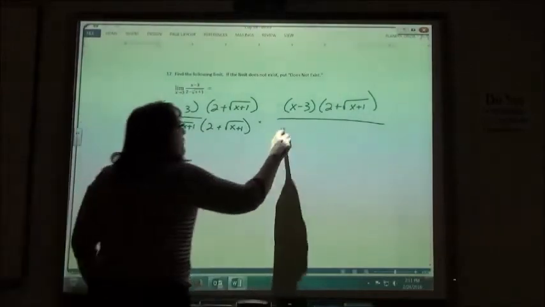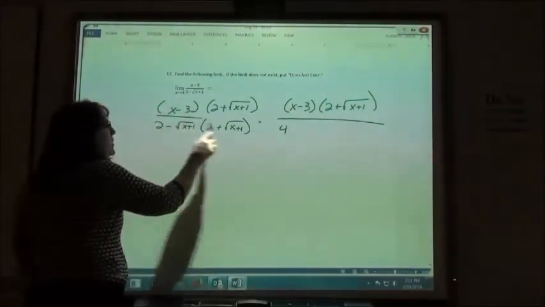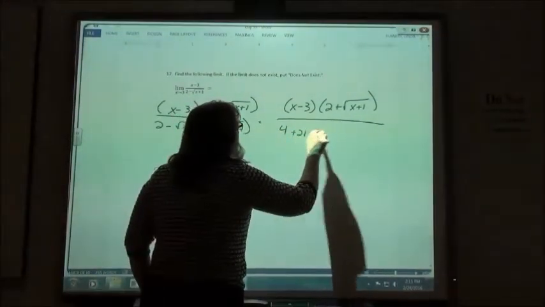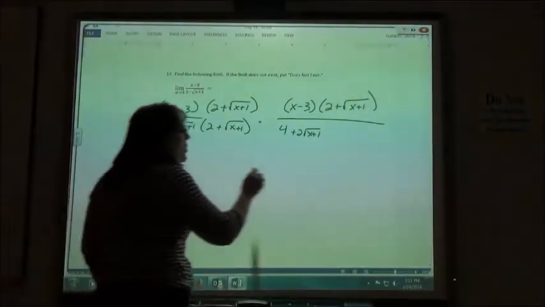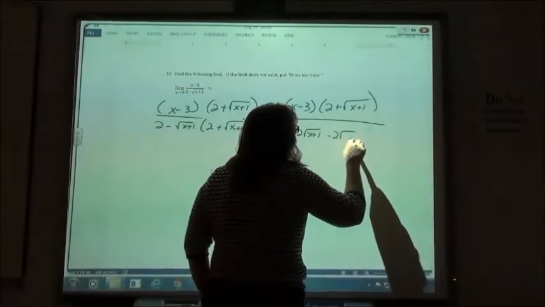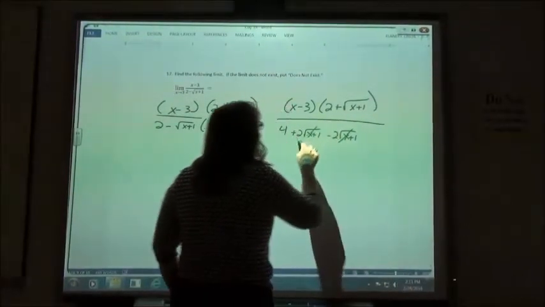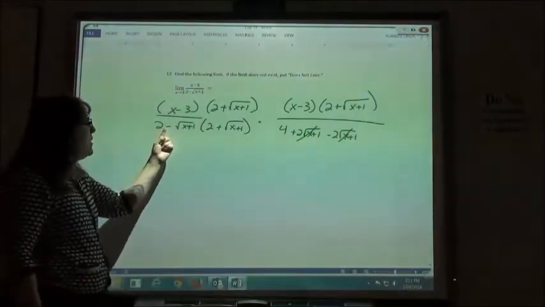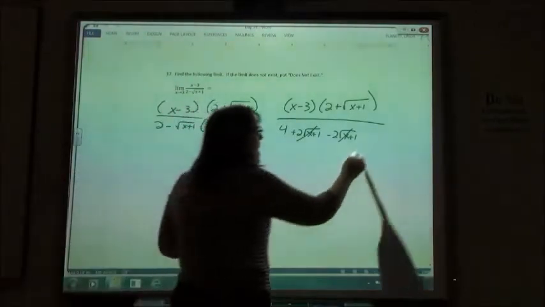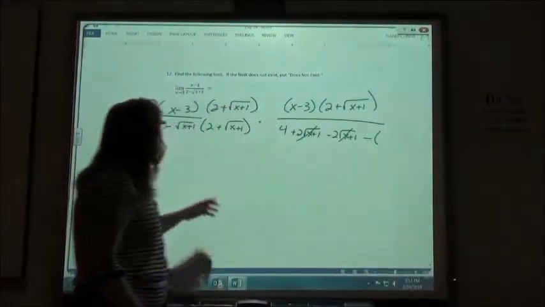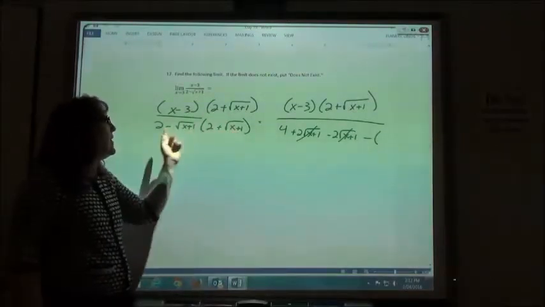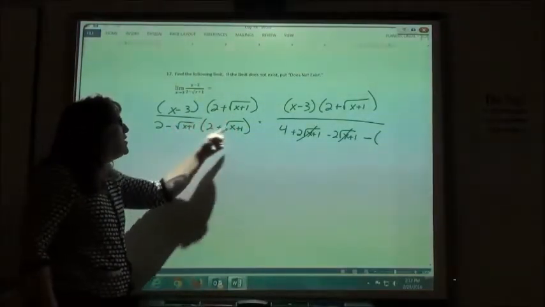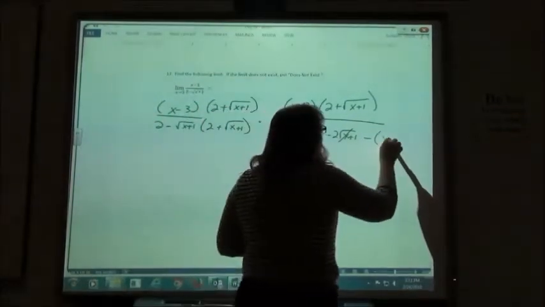2 times 2 is 4. I'm going to get 2 plus 2 times the square root of x plus 1. Then I'm going to get minus 2 times the square root of x plus 1. Those are going to cancel. Here, a negative times a positive is a negative. And then when I take the square root of x plus 1 times the square root of x plus 1, that's squaring that. So I'm just going to get the x plus 1 that's underneath my square root.